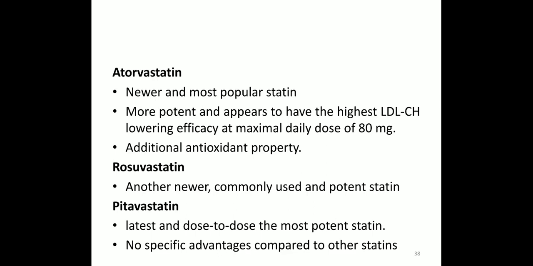Atorvastatin is a newer and most popular statin. It is more potent and appears to have the highest LDL cholesterol lowering efficacy at the maximal daily dose of 80 mg. It has an additional antioxidant property, as we have gone through, that it decreases the oxidation of LDL cholesterol. Rosuvastatin is another newer, commonly used potent statin. So these are the statin group, which is very important.